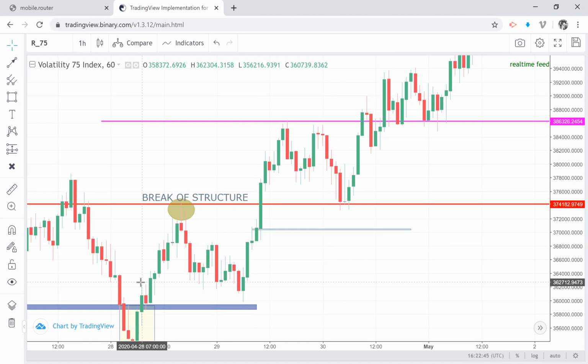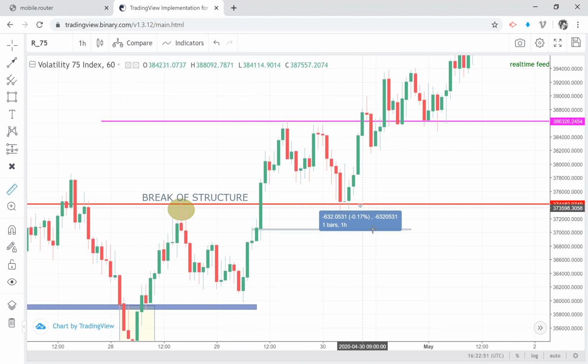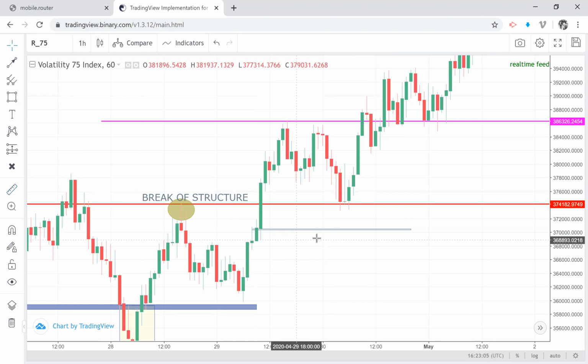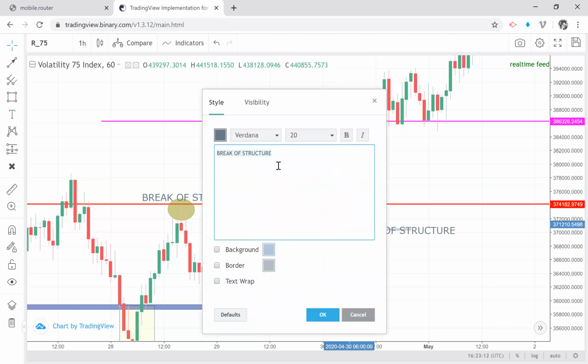stop loss? Remember on V75, the lowest lot size is 0.005. So right here, your stop loss is about 3,700. If you multiply that by that lot size, this is $18. So this stop loss from here to here is an $18 loss. If this market comes here, you're going to lose $18. That is your stop loss.